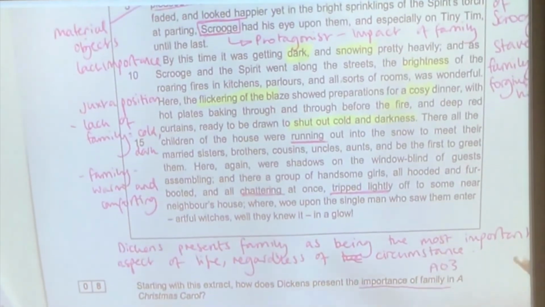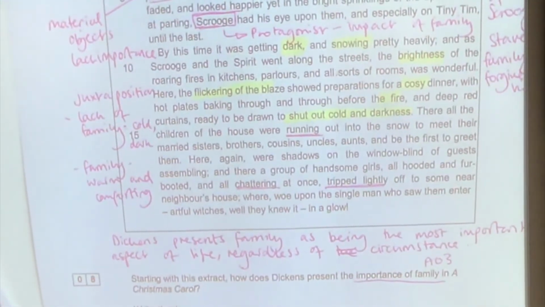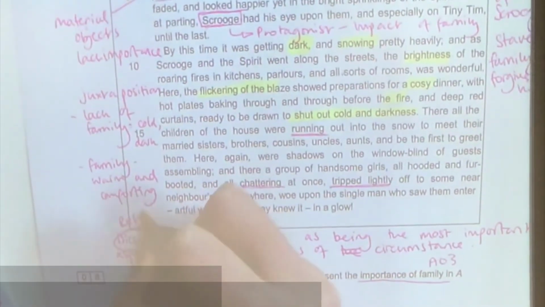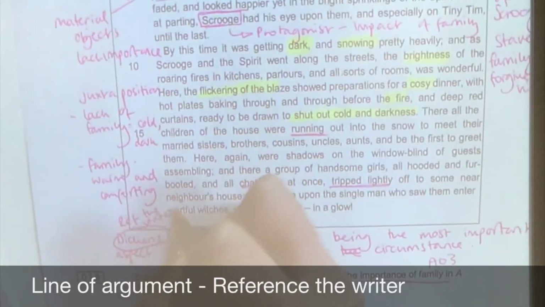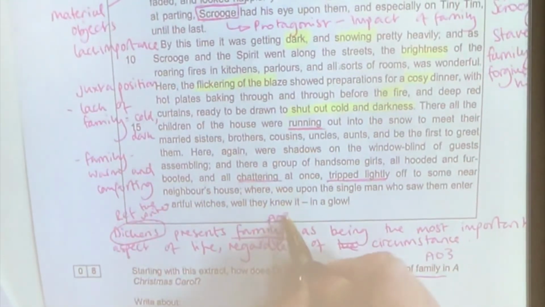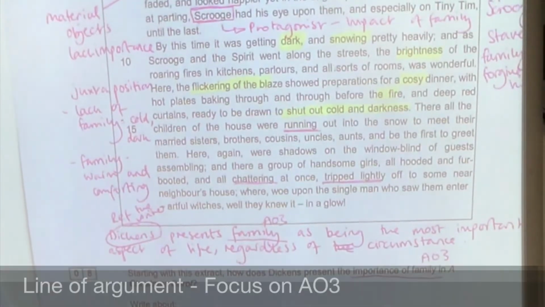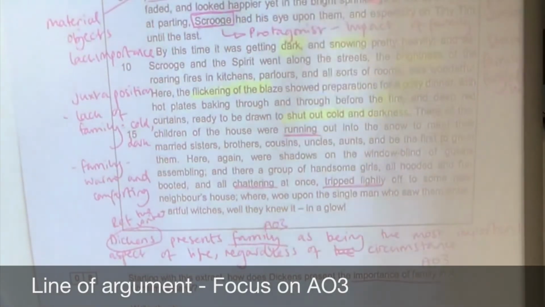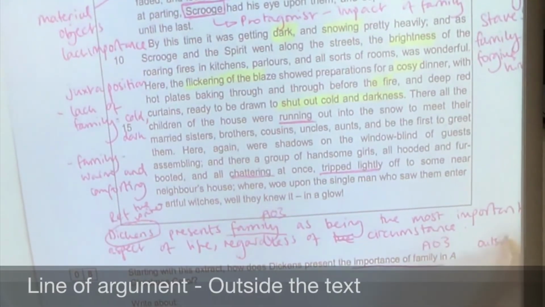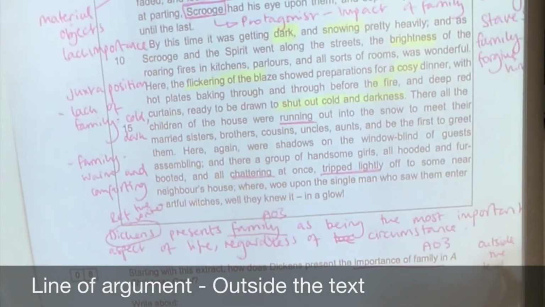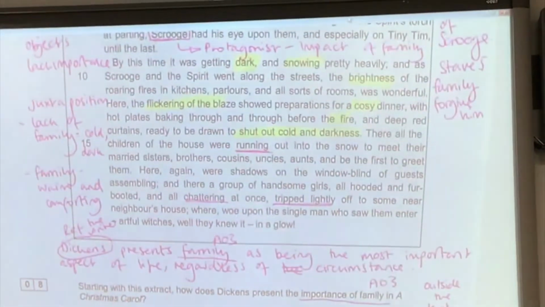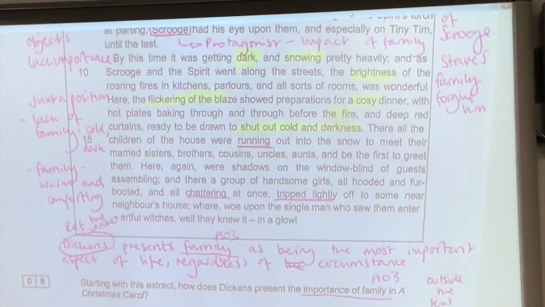The reason that this is a good line of argument is because it does a few different things. First of all, it references the writer, which every line of argument should do in literature. Here we focus on the AO3 key word, the key theme, key idea that we'll be focusing on all of the way through. But most importantly, it is outside of the text. What that means is I haven't focused really specifically on any one character, any one idea. It leaves it quite wide open there for me.